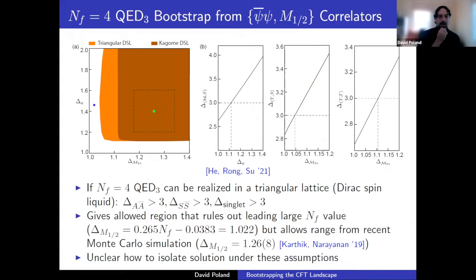So they assume they're irrelevant, and making that set of assumptions carves out some box-like region, which rules out this large N estimate, but allows for an estimate of delta M1/2, which came from a recent Monte Carlo simulation by Karthik and Narayanan. Okay, so this is one way you can approach the problem. It's very unclear, given these kinds of assumptions, how you'd isolate the QED solution.